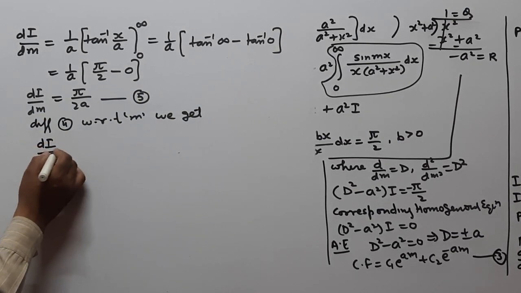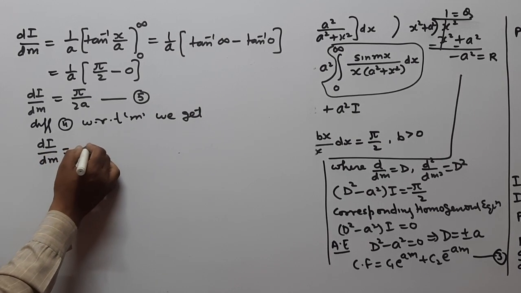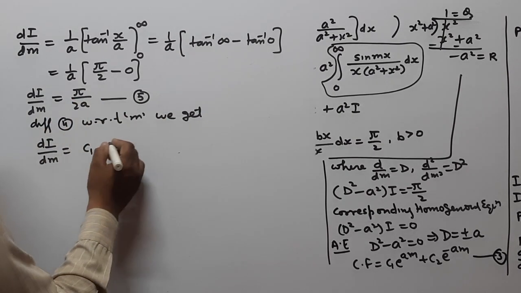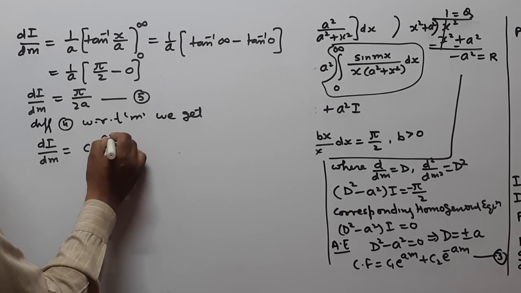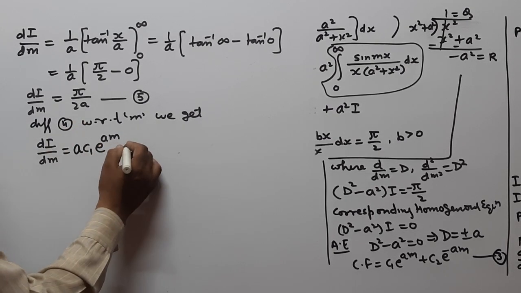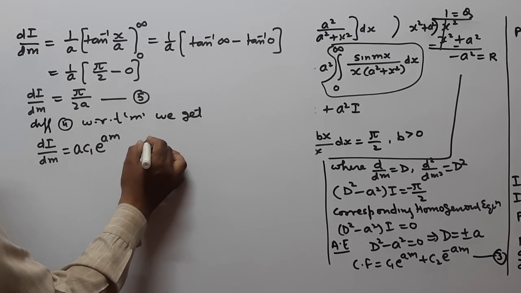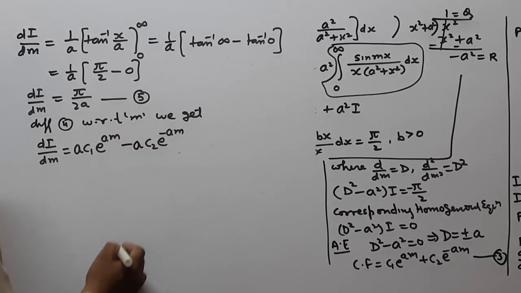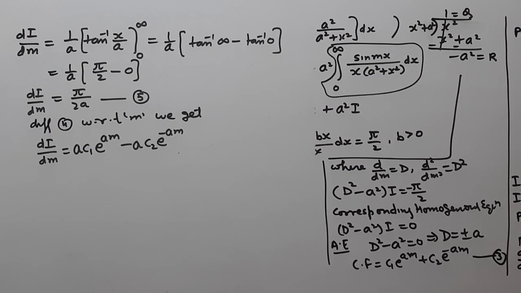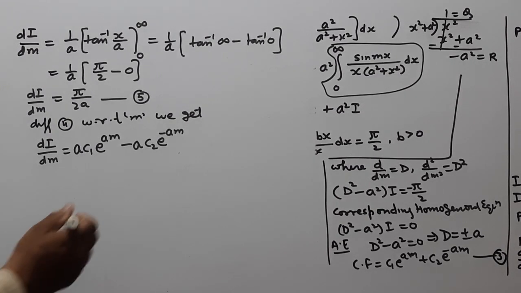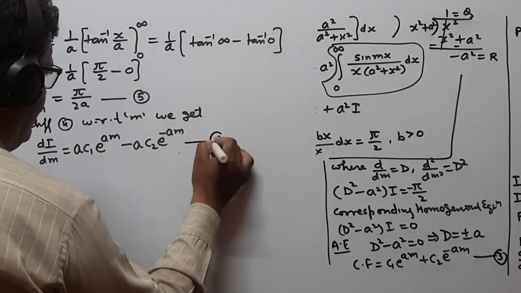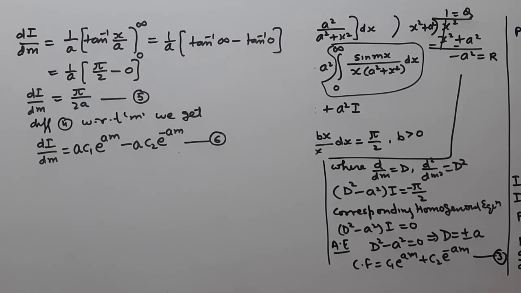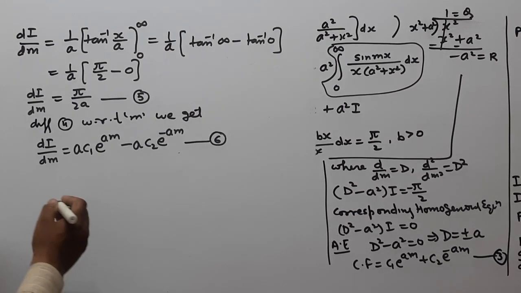We get dI upon dm. Here c1 is the constant, and the differentiation of e to the power am is a e to the power am, and the differentiation of e to the power minus am is minus a e to the power minus am, and the differentiation of pi upon 2a square is equal to 0 here. So this is equation 6. Now we put m is equal to 0 in equation 6.